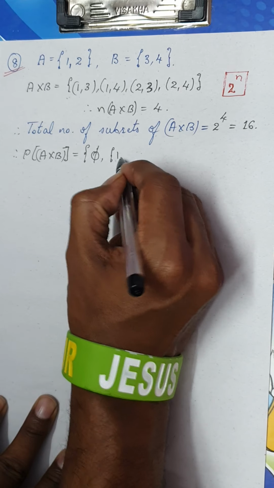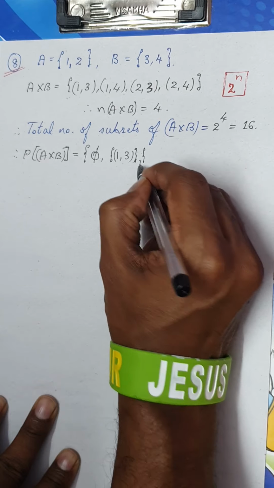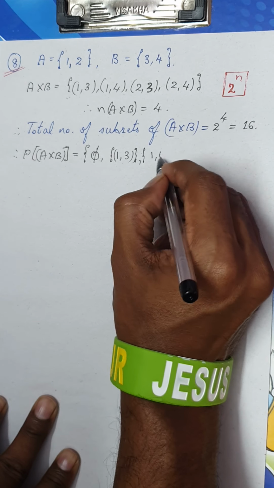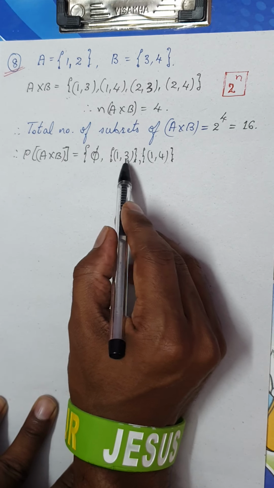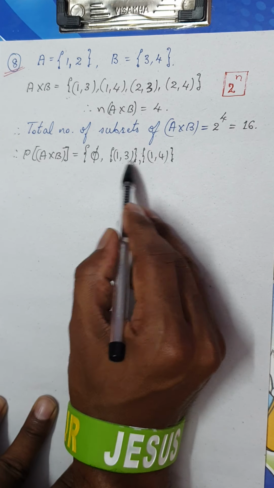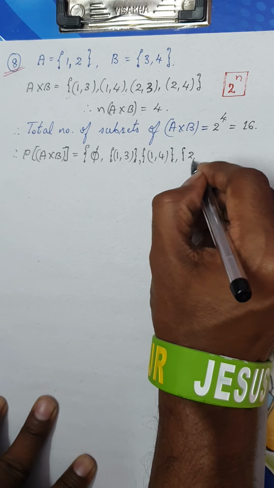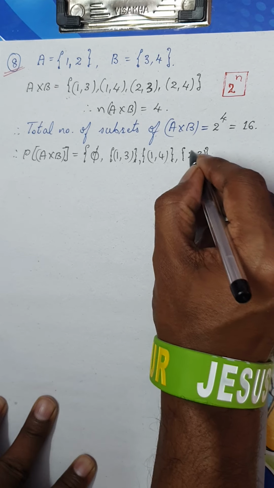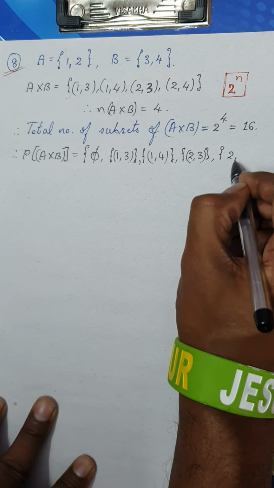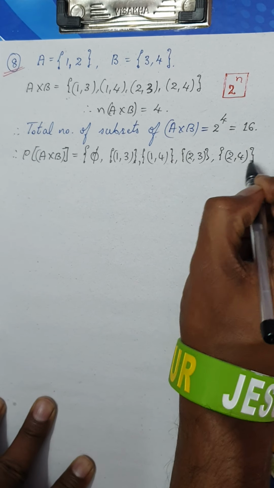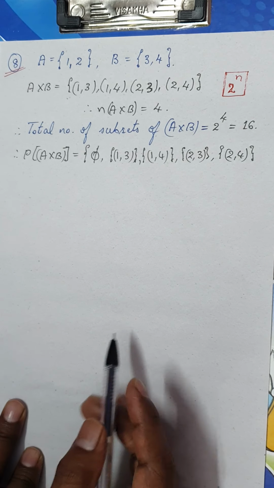Next, go for singleton ordered pairs. Singleton (1,3), singleton (1,4). Please remember, a singleton is an element, and the power set will have a set as the element. Now next, going on with the (2,3) ordered pair, not the elements. Please be careful, you have to write the ordered pair. Next, the (2,4) ordered pair singleton will be the subset. So I have five elements.